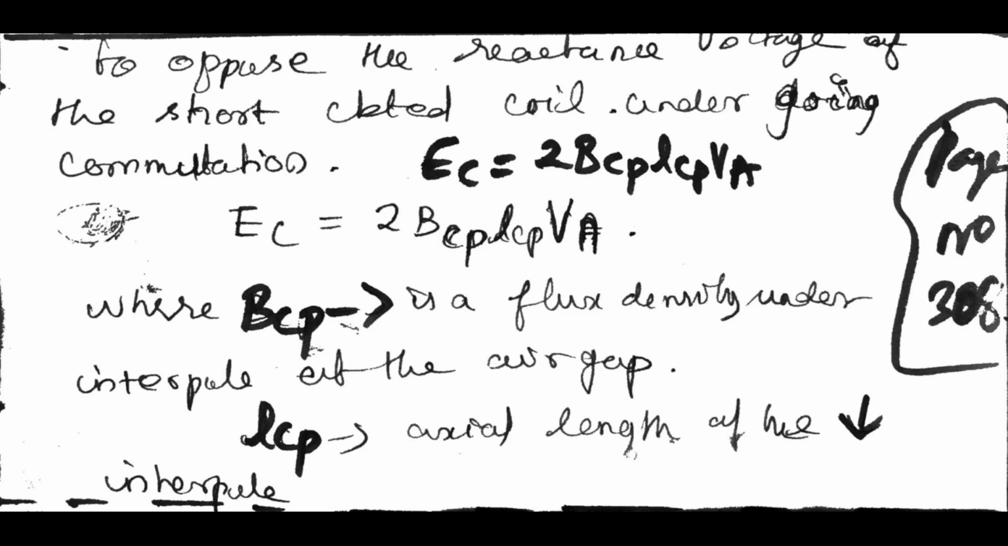Design of interpoles. Third point, moreover, an EMF has to be induced to oppose the reactance voltage of the short-circuited coil undergoing commutation. Capital EC is equal to 2 BCP LCP VA, where BCP is the flux density under the interpole at the air gap. LCP is the axial length of the interpole.